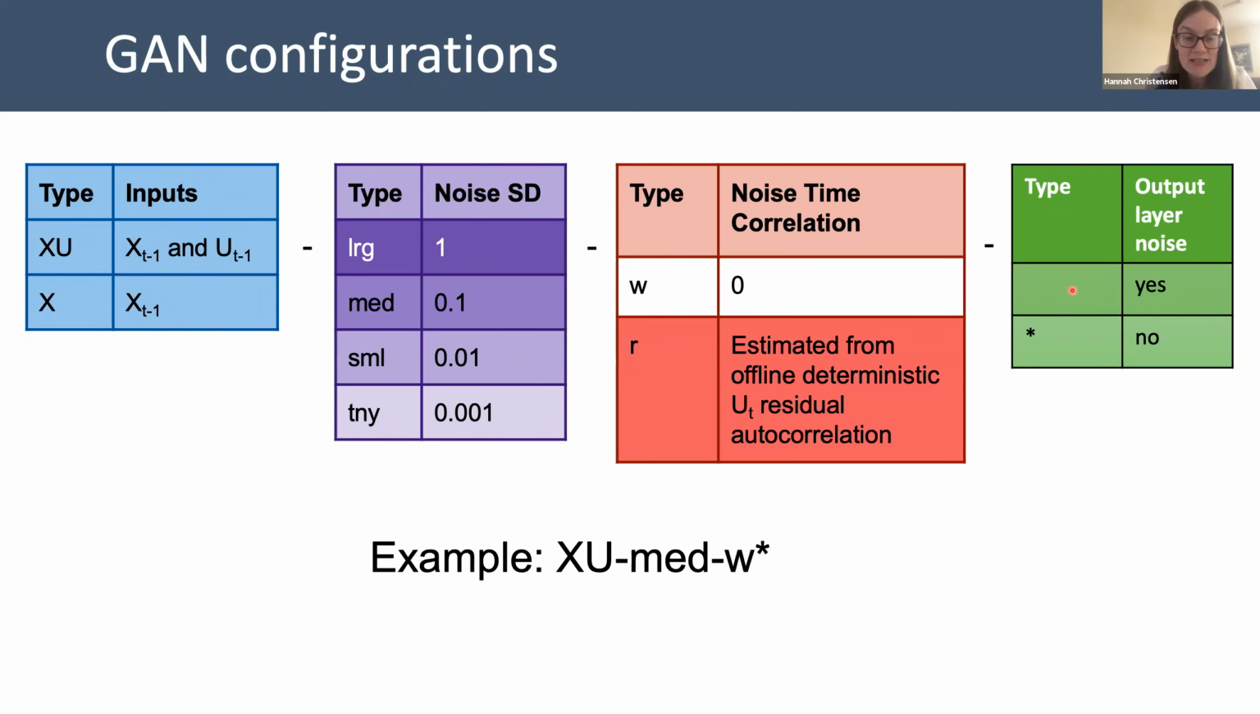And then finally, I mentioned in the generator that the final additive noise layer was optional. So most of our GANs include this layer, but we tested the sensitivity of this as well. So the little star means that we've turned it off.